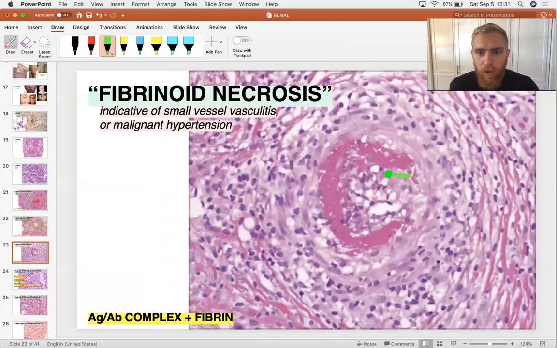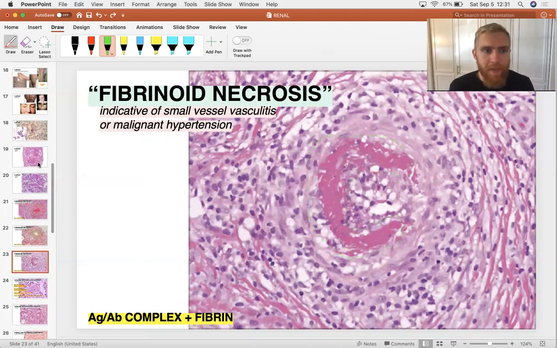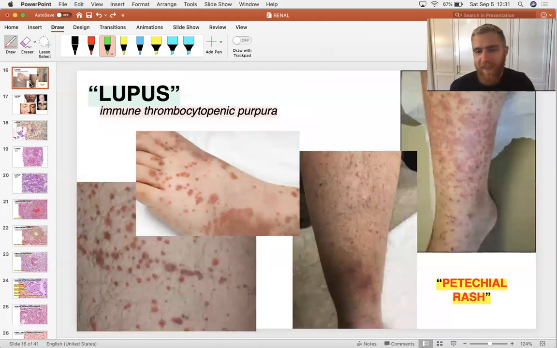Same thing here. What's this dark pink material? Fibrin. Why is it dark pink? Because it really takes up eosin. Why does it take up eosin? Because eosin binds to proteins. Is fibrin a protein? Yeah. Okay. So you know what a small vessel vasculitis looks like inside the body? You know what it looks like outside the body. You ever see this? You're thinking type 3 hypersensitivity, period. Okay.